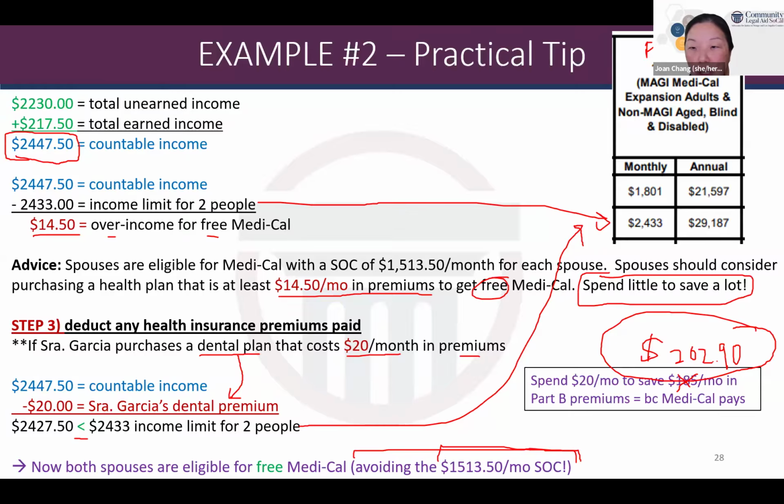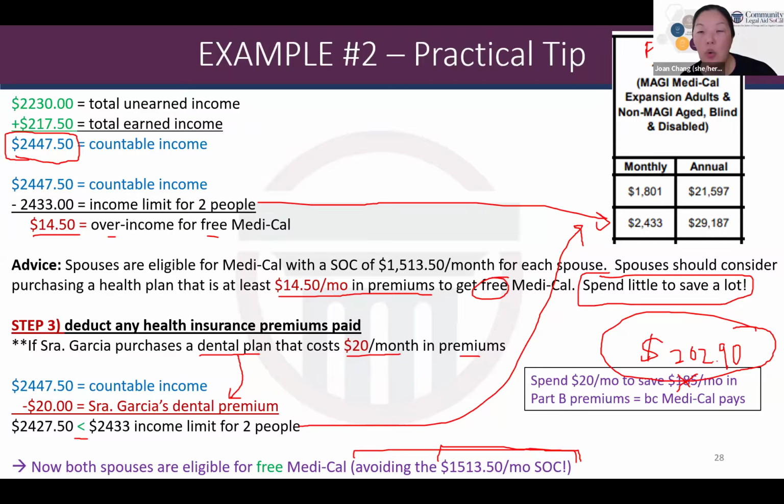Amy asks, are there other kinds of expenses that would qualify to lower any insurance? This includes, I don't know if y'all are familiar, cancer policies, Medigap plans, Part D plans, dental plans, vision plans. Any sort of health related insurance policies are deductible from your countable income.